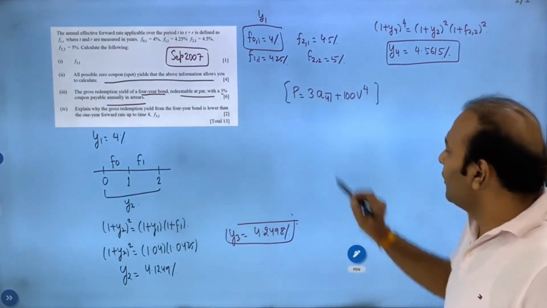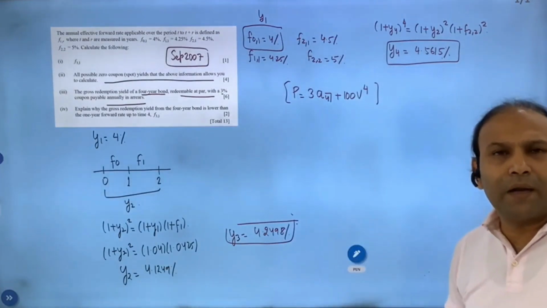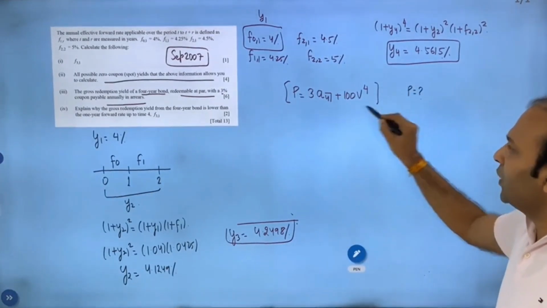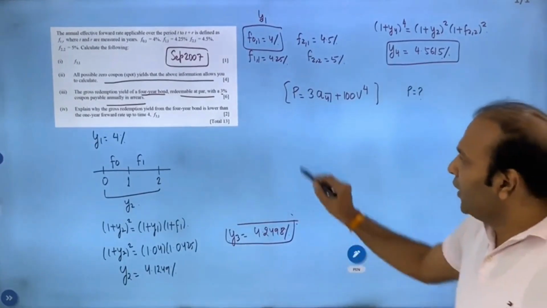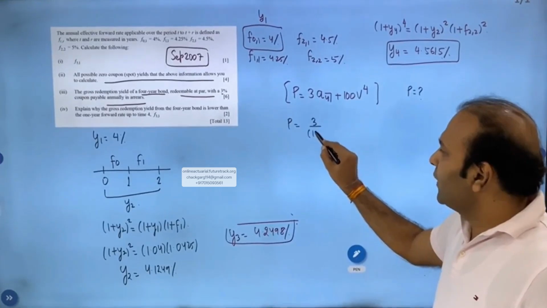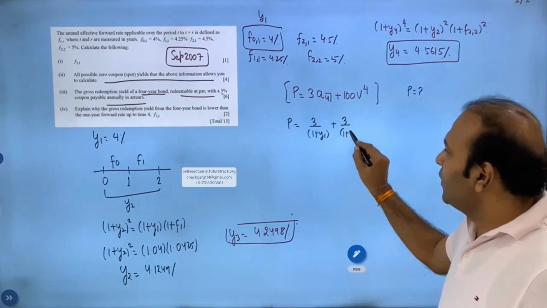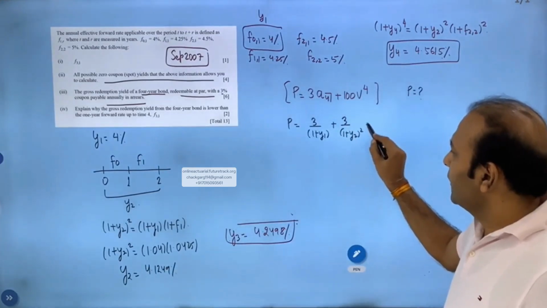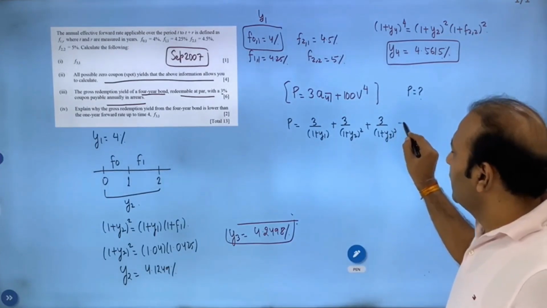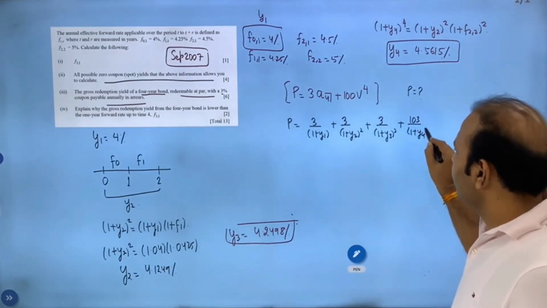But class, there is a problem. Can you find I without the price? We don't know P, so we have two unknowns in this equation. So class, with the help of spot rates can we find the price? So 3 divided by 1 plus y1, plus 3 divided by (1 plus y2) square, plus 3 divided by (1 plus y3) cube, plus 103 divided by (1 plus y4) raised to power 4.